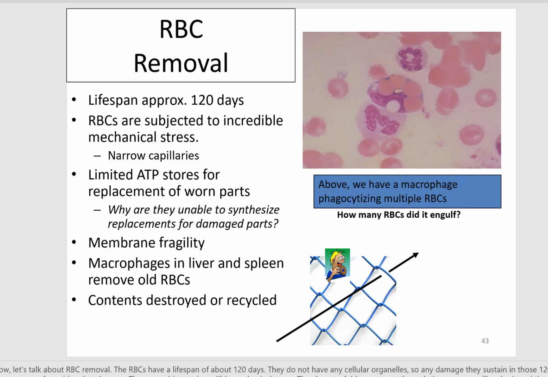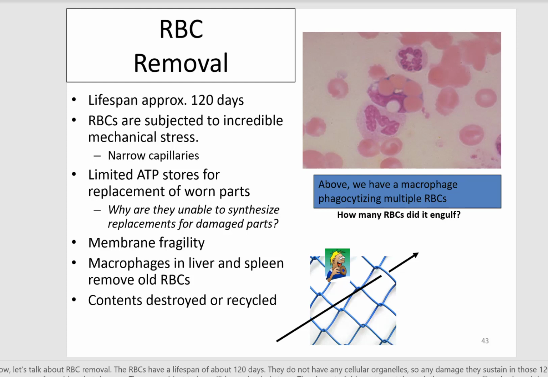They sustain incredible mechanical stress from passing through narrow capillaries where they have to pretty much fold in half to get through the diameter, the lumen of the capillary. They have limited ATP stores because they cannot participate in aerobic respiration. They can only participate in anaerobic respiration, so the levels of their ATP will be compromised. Because they carry oxygen, they are subjected to a significant amount of oxidative damage. They don't have organelles to generate new proteins like the nucleus, the endoplasmic reticulum, ribosomes, to replace those proteins that can in turn manage oxidative damage.